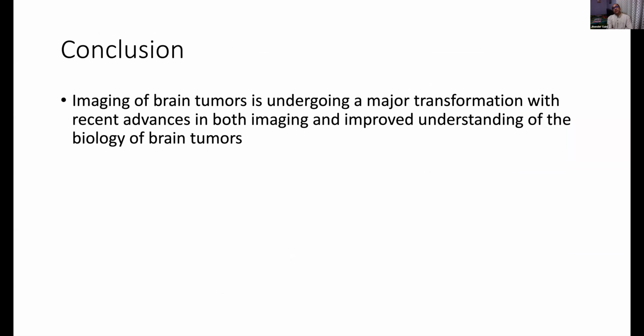In conclusion, imaging of brain tumors is undergoing a major transformation with recent advances in both imaging and improved understanding of the biology of brain tumors. And imaging can play a very important role in both identification of some of these molecular markers as well as giving reasonable prognostic information, because any patient who is diagnosed with a brain tumor, the first question he usually asks is how long he is going to live and what is going to be his quality of life. So these are very important factors, and imaging can actually help in giving some of these answers.